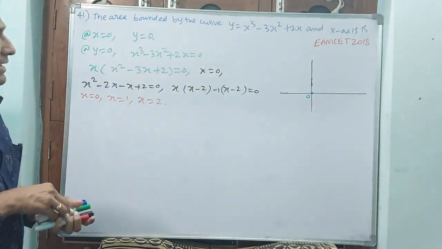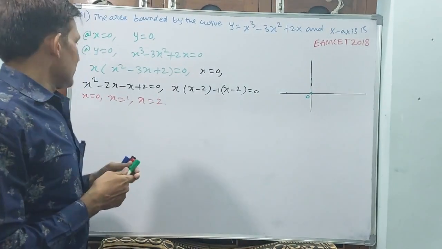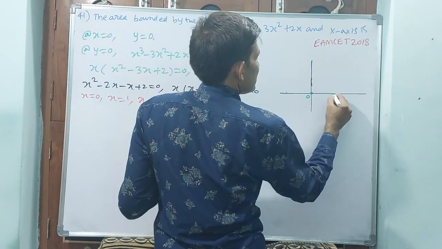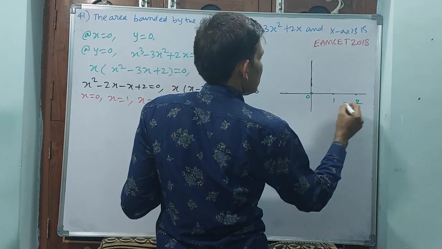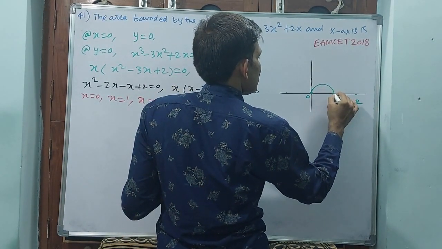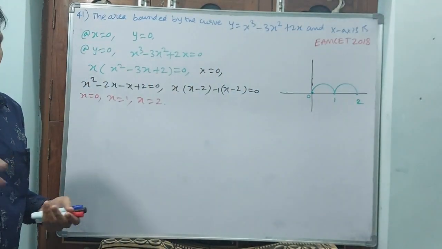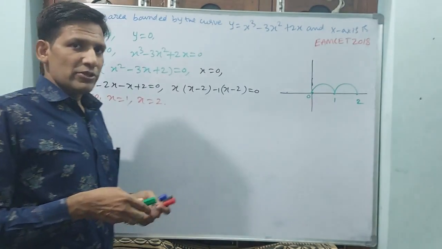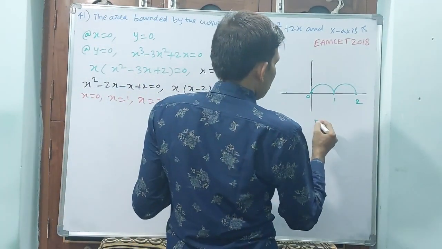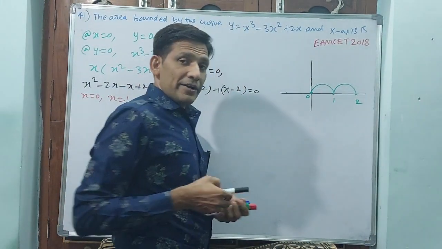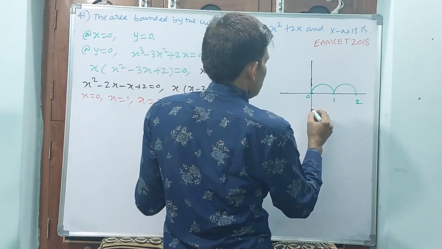Now come back here to the graph. x is equal to 1 is there, and x is equal to 2 is also there. That means this curve may be like this. Is it exactly correct? We don't know. Why? Because I want to tell you one thing: this curve may also be like this. Different models I am writing, observe carefully.